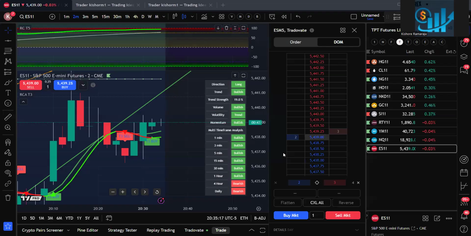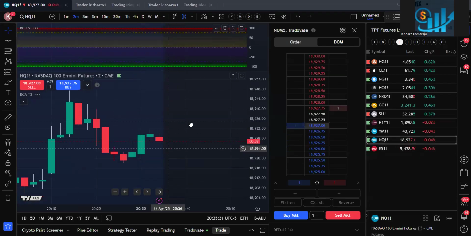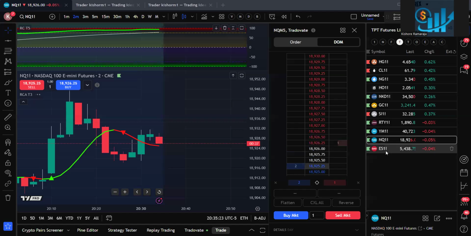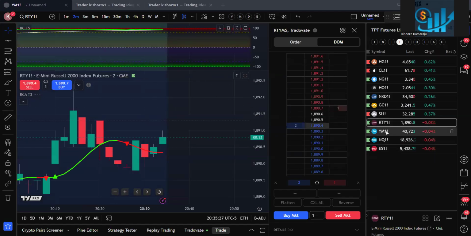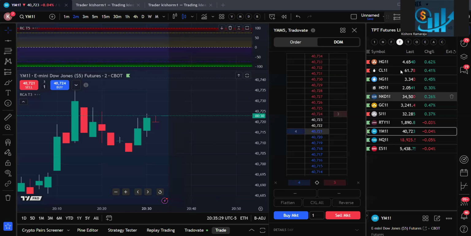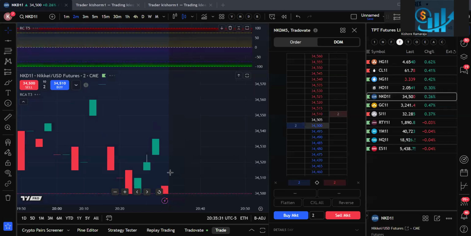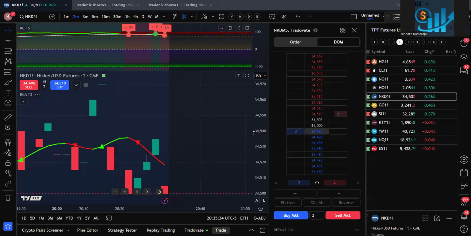So that's it. And when ES is moving good, generally your NQ also will move in the same direction. And then generally your RTY also will be in the same direction. Your YM also will be in the same direction. Your NKD also will be bullish.